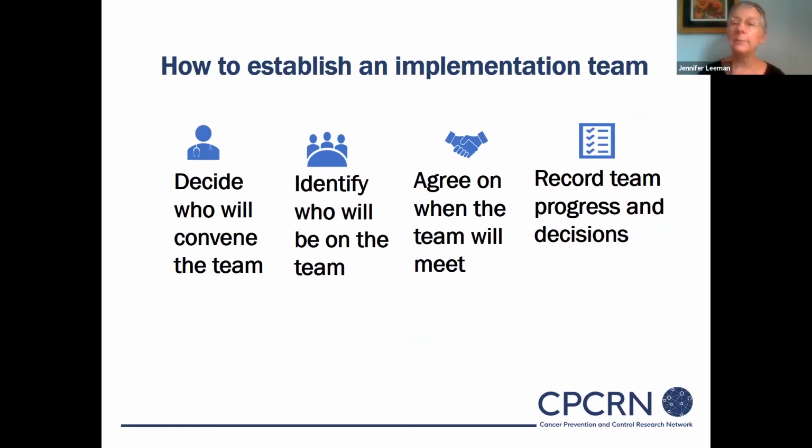So to establish an implementation team, first identify one person who's going to convene the team and kind of be the champion for the work. And then identify other members of the team, and you want to look for people who have expertise and knowledge in each of the different activities required to deliver the intervention. Then agree on when the team will meet and record team progress and decisions.